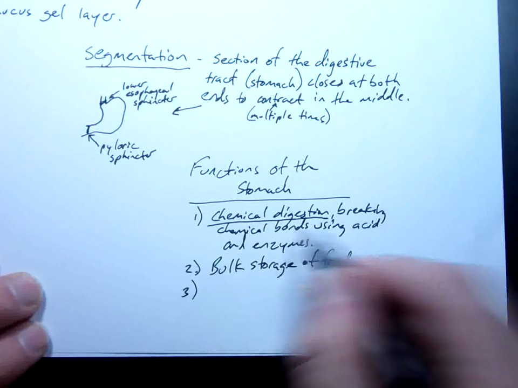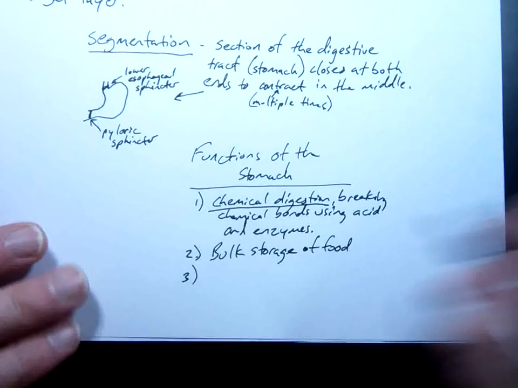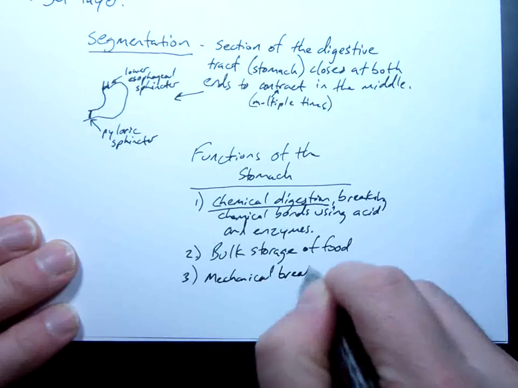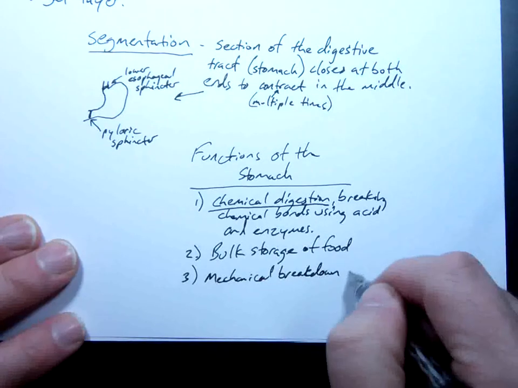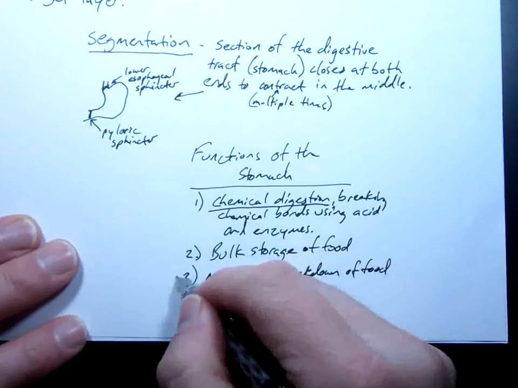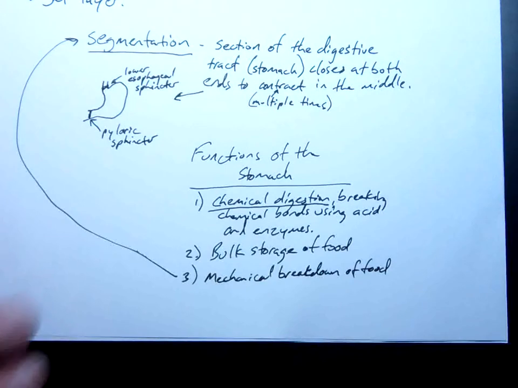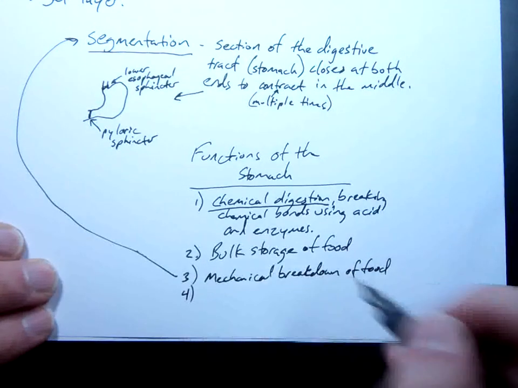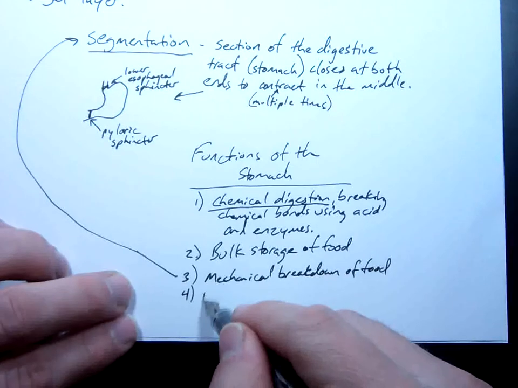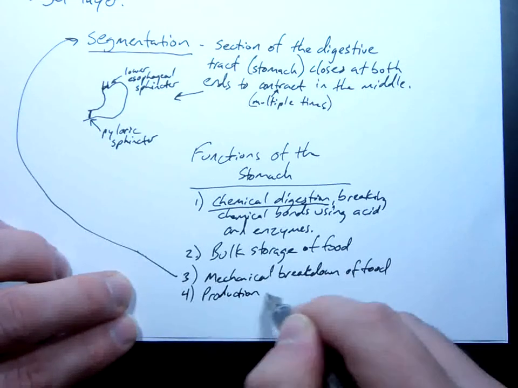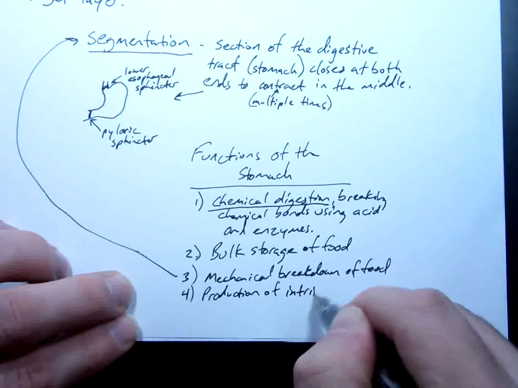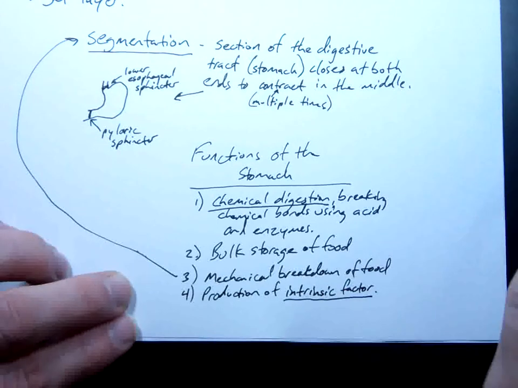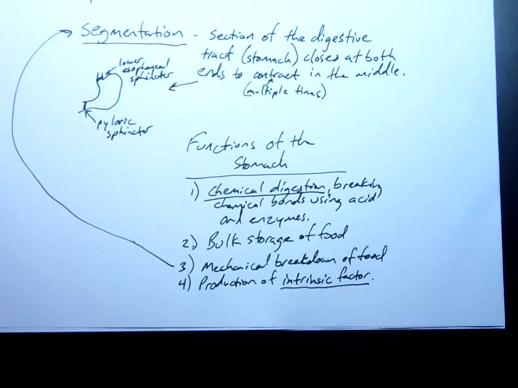Besides chemical digestion, what else do we have? Yeah, so mechanical breakdown of food in a process called segmentation. That's what that is, mechanical breakdown of food. The last one is a lot less intuitive, and this is the last point we're going to write down today. Production of intrinsic factor. It seems like a small thing, but it's very much worth mentioning. So much that it made the top 4 list in what the stomach does. Okay?